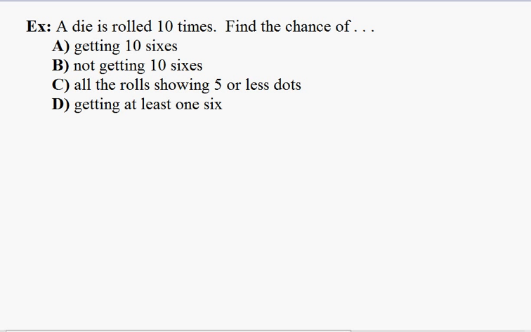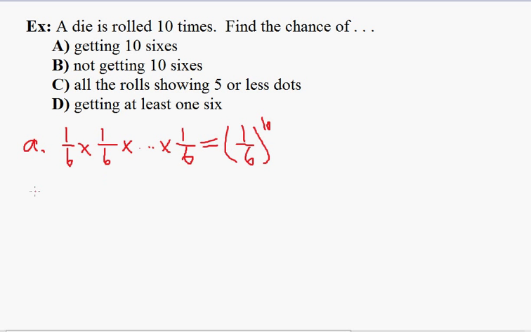Let's take a look at this probability problem where we have a die that's being rolled 10 consecutive times. First off, the chance of getting 10 straight sixes. Well, you need a 6 on the first roll and a 6 on the second. Because this is an AND question, we multiply the probabilities. Also, the rolls are independent, so I can simply multiply. So I get 1/6 raised to the 10th power, whatever that is.